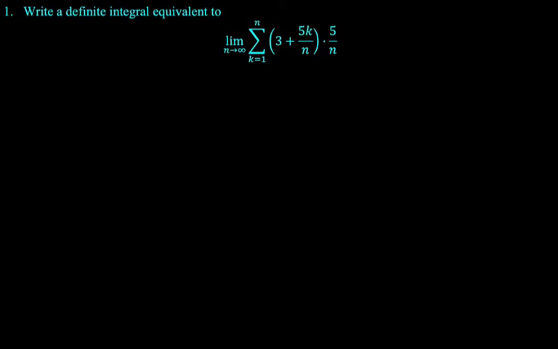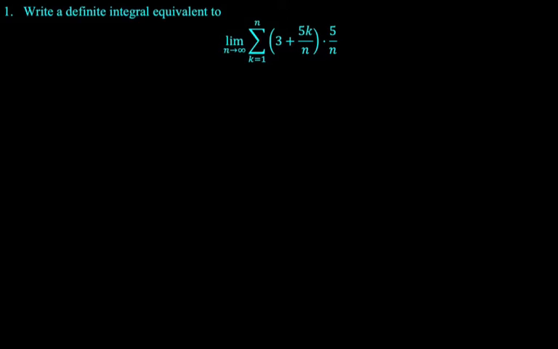Write a definite integral equivalent to, I think this is the first time this has shown up in a problem set, the limit as n approaches infinity of the sum from k equals 1 to n of the quantity 3 plus 5k over n, times 5 over n. Okay, so we want to take this limit and turn it into a definite integral.